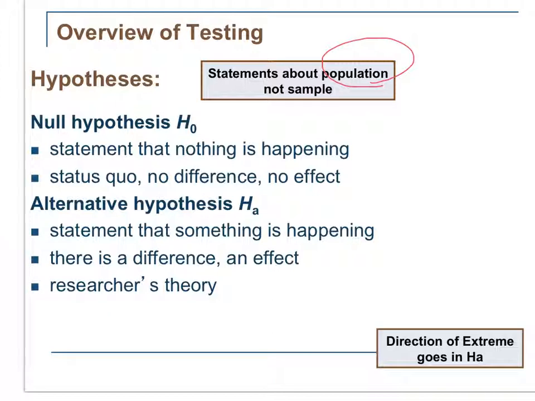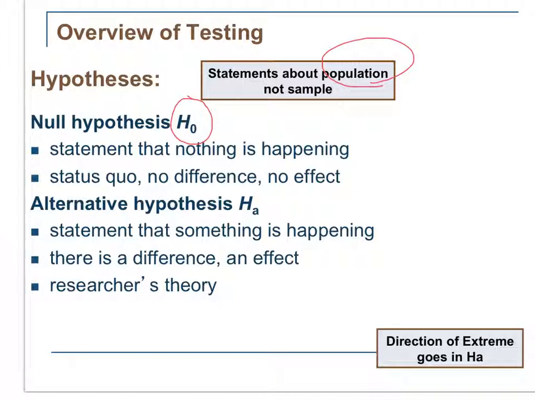So let's start with the null hypothesis here, with H naught. This is a statement of equality. You can think of this as a statement of equality that's really saying that nothing is really happening. It's status quo, no difference, no effect. So you're saying group 1 is equal to group 2. You're saying the control group is equivalent to the intervention group.